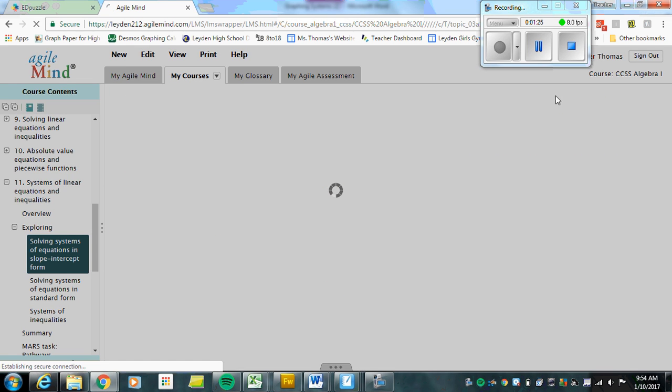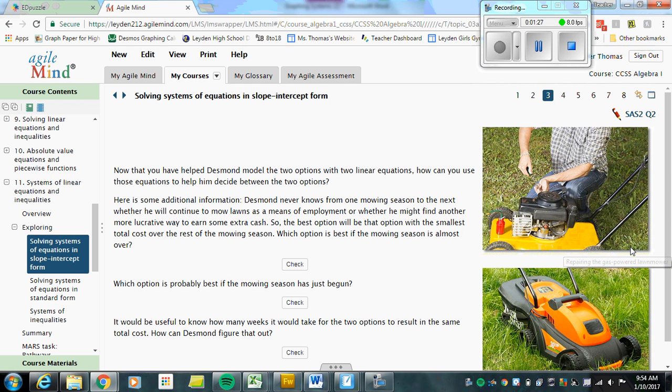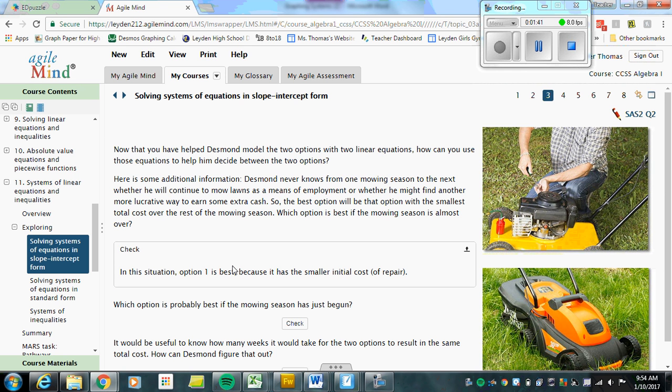Slide 3. Desmond's best option will be the option with the smallest total cost over the rest of the mowing season. A. Which option is best if there is little time left in the mowing season? Option 1, because it is a smaller initial cost.